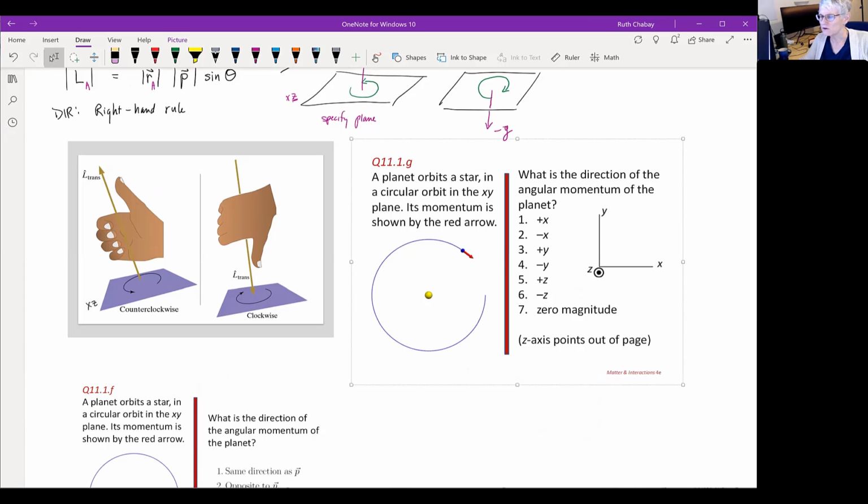Now we've changed the question to be a more mathematical kind of question. We're asking, if the planet is orbiting in the XY plane in the direction shown, what is the direction of the angular momentum? You have to look at the red arrow in the picture. Almost everybody said minus z, which is indeed correct.